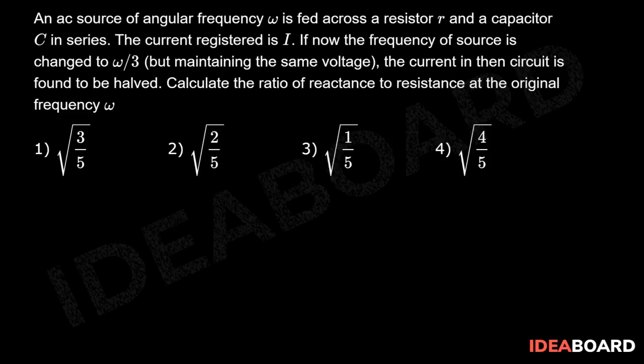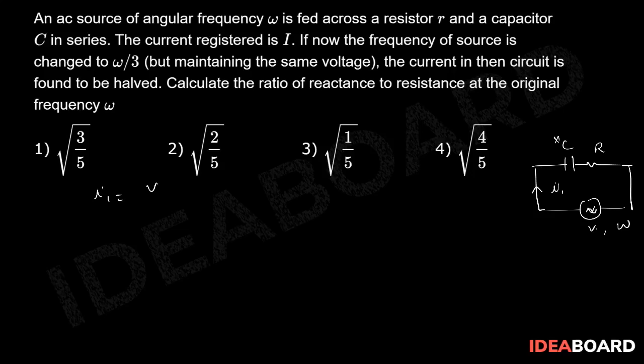Now here the first situation says that capacitor and resistance are in series. So this is Xc, and the voltage, let's say we use V, alternating voltage V, and the frequency of this voltage is omega, for example. So let's say current is I1 in the circuit.